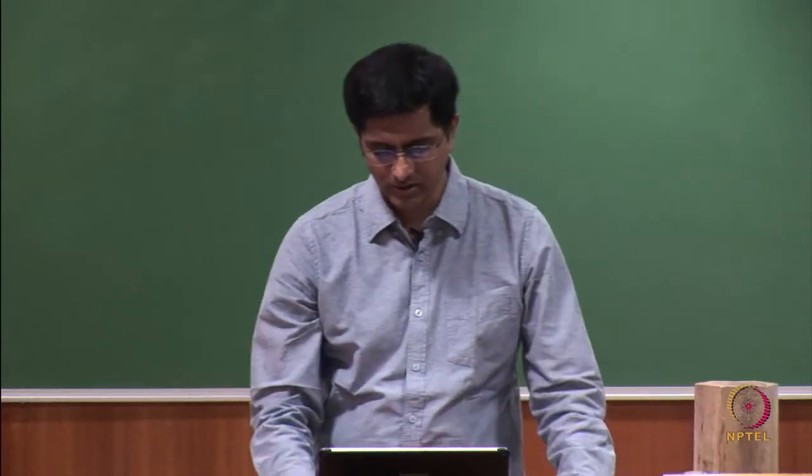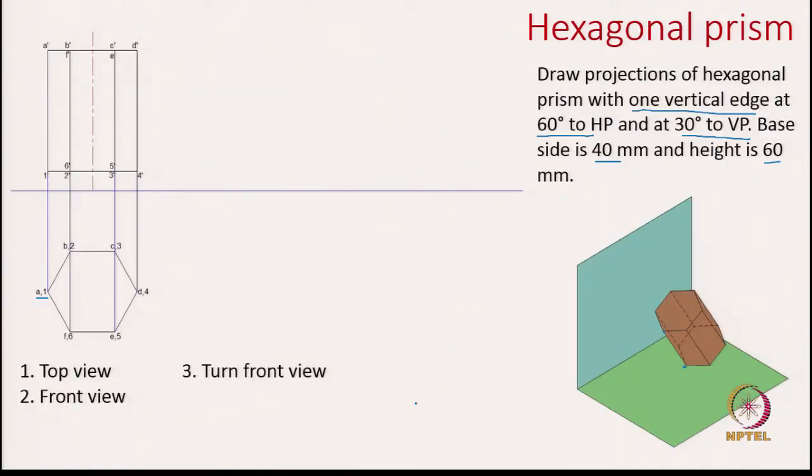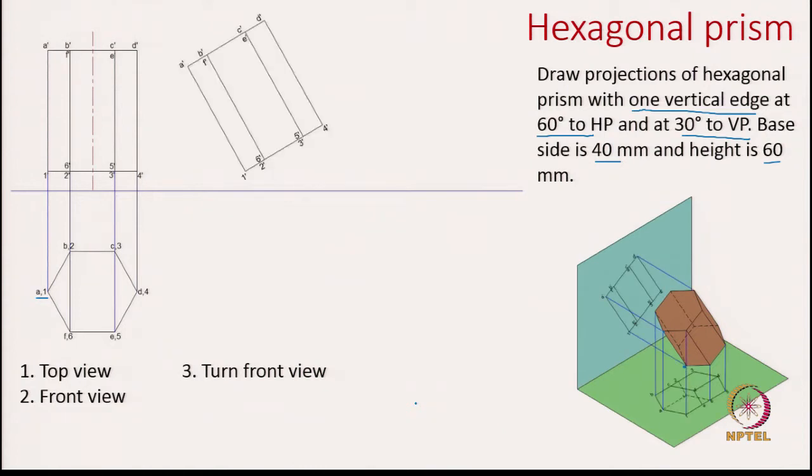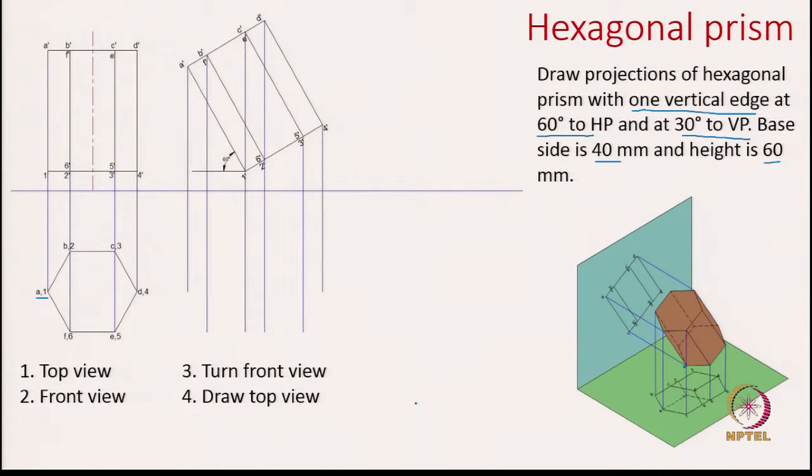So, now let us capture the front view, turn front view. So, this is how we captured the front view, and next we follow the points both on the top and on both the bases, the top base and the bottom base. How do we do that? By projectors. So, first I will draw projectors from the current front view and then projectors from the previous top view. The intersection gives me the new points in the top view.